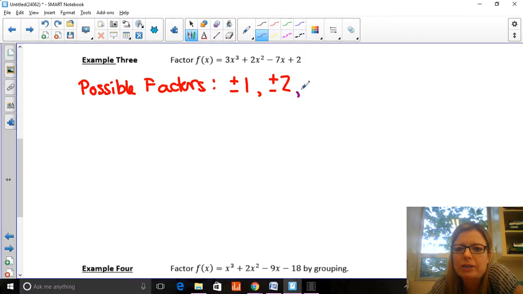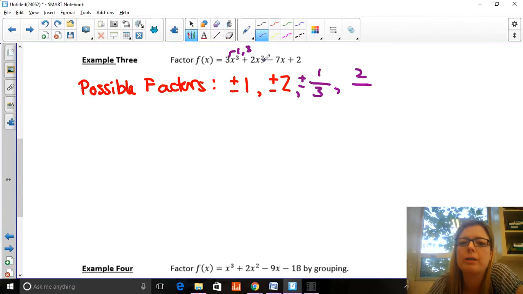Now I have to consider fractions that on the top are factors of the constant, and on the denominator are factors of the leading coefficient. Okay, so the factors of my leading coefficient are 1 and 3. So I would have 1 over 1, which is just 1, which I already have, so I don't have to include that, or 1 over 3, and then plus or minus. And then 2 over 1, which I don't need to include, or 2 over 3, and they can be plus or minus. So here I have 1, negative 1, 2, negative 2, 1/3, negative 1/3, 2/3, and negative 2/3. All of those are possibilities for me to put into my synthetic division.